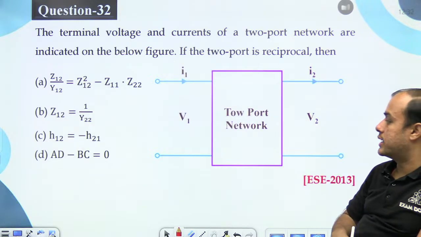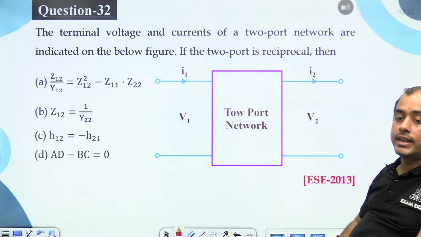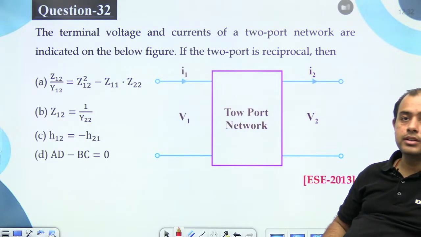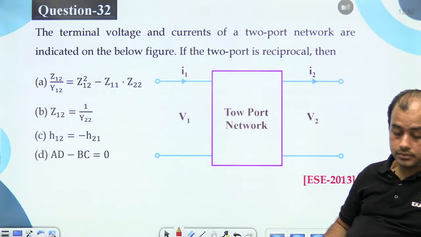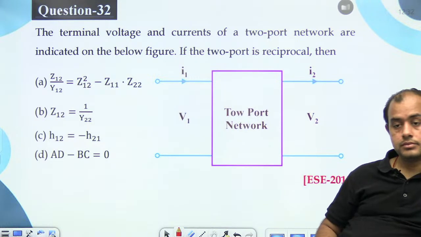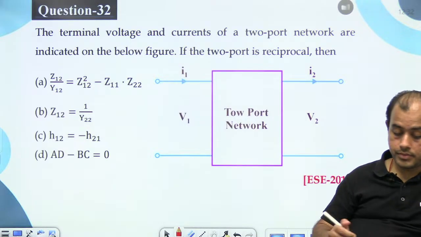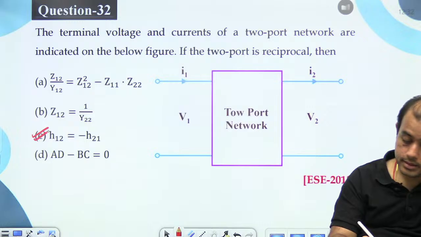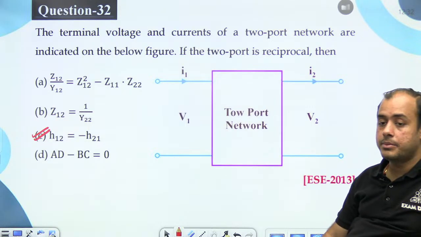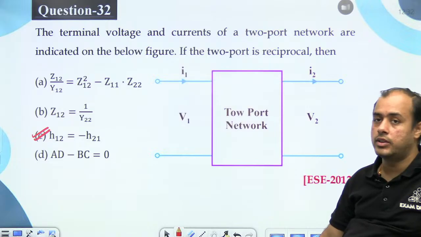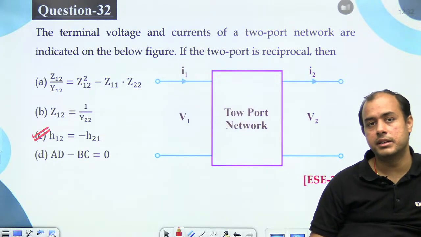Terminal voltage and current are indicated if the two port network is reciprocal. Again ESE 2013: which condition will be true for a reciprocal network? The answer is C. This is the condition for reciprocity. And in H parameters, the condition of symmetry is that the determinant must be 1.